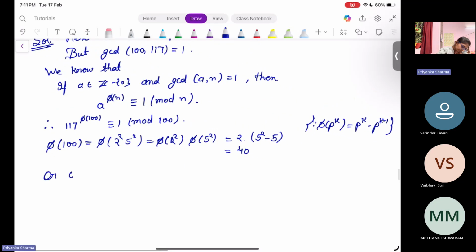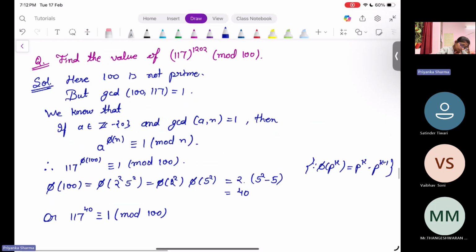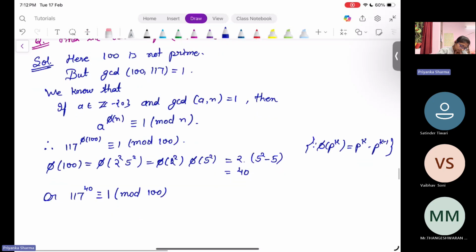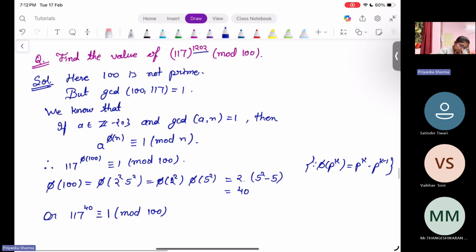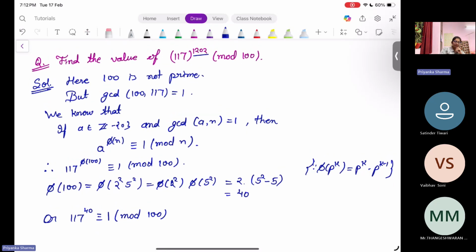Or you can say that 117 to the power 40 will be equivalent to 1 under modulo 100. Now, how to reduce the power using 40? So, can you calculate this? I guess this is easy. 117 square comes out to be 1202. One more thing you can do actually.